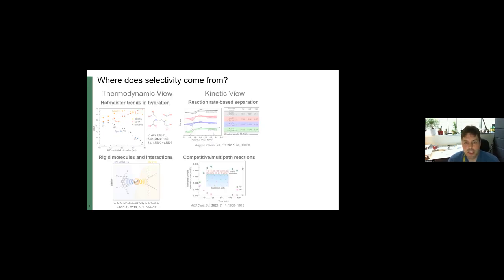You can also look at something in a kinetic view, where maybe reaction rates are different, or as Mark mentioned the other day, you have some sort of competitive multipath reactions that you can leverage to map things in time.